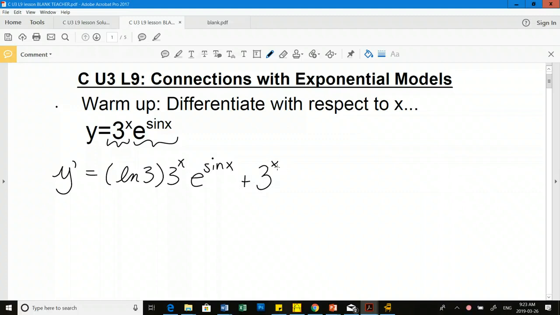Okay, so the derivative of e to some exponent is e to that exponent back. So we will get e to the sine x back, but then we have to multiply by the derivative of that exponent, kind of like chain rule. So then we need to multiply by the derivative of sine x, which we know is cos x.